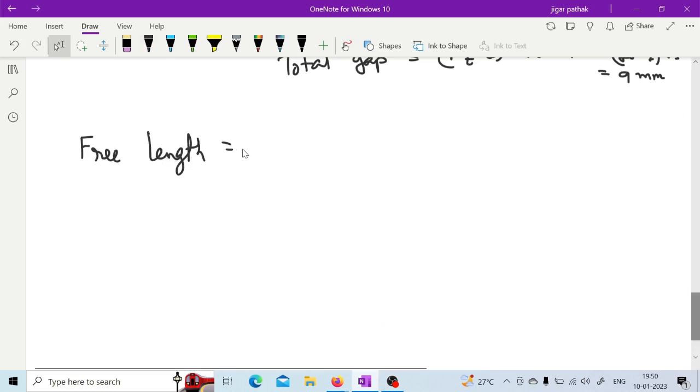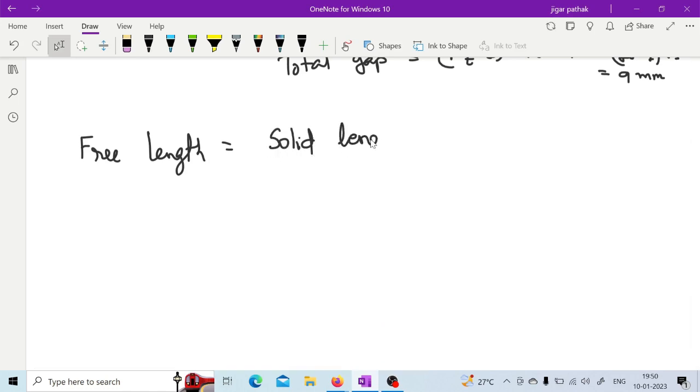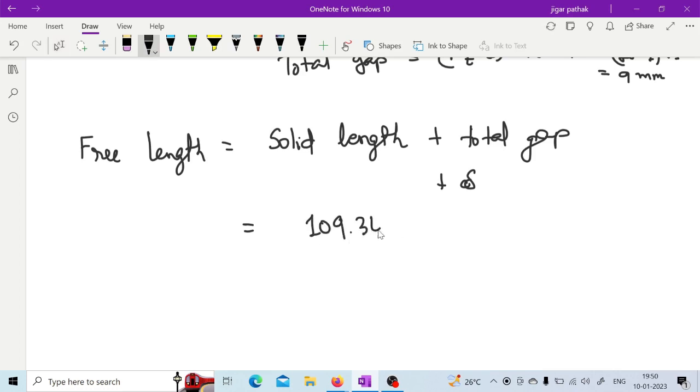What is free length? Can anyone tell? 109.3. Okay, it means what we are doing is solid length plus total gap plus deflection, right? So if you go by this, then you are getting it as 109.34 mm, right? Or you can consider 110 mm.